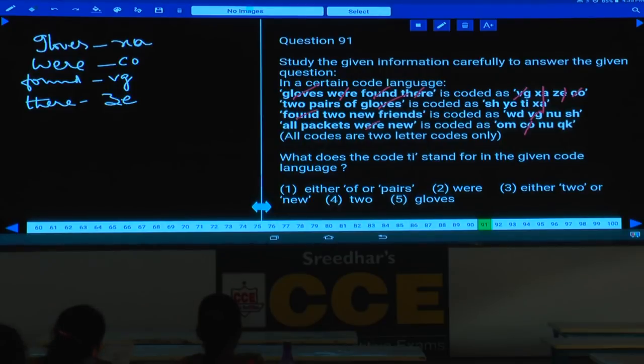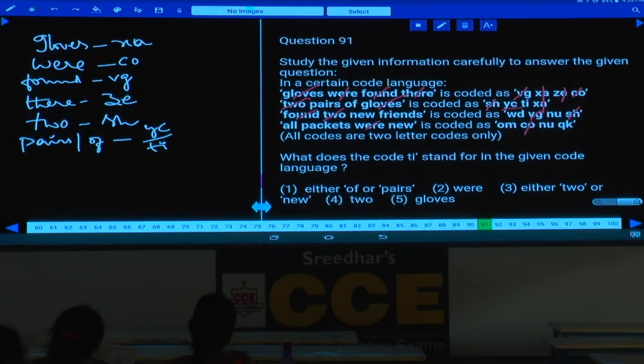Then coming to the second and the third statement, 2 pairs of, 2 is the word which is common between these two. As 2 is common between these two, what is the code common here? SH. Hence SH is common. Then compare the second and the fourth. Pairs and of, here pairs and of is nowhere, and this pairs and of, what could be the code for this one? Pairs and of could be either YC or TI in any order. YC and TI in any order, pairs and of.